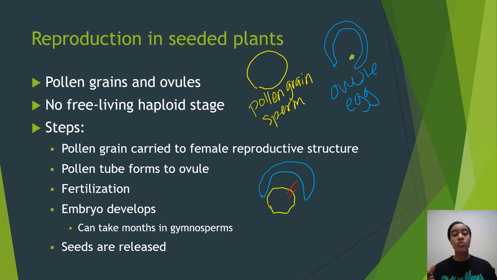And then fertilization will occur and will result in a diploid zygote, and that zygote will undergo mitosis to become an embryo, and that embryo may take a couple of days, a couple of weeks, a couple of months to develop. But once it's fully developed, or as it's developing, they will begin to produce a seed. So you have your endosperm, your embryo, and your seed coat will all develop. And then the seed will continue to mature, and once ready, it will be released into the environment to form another diploid plant.